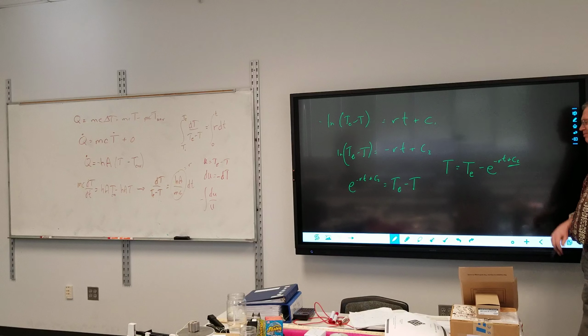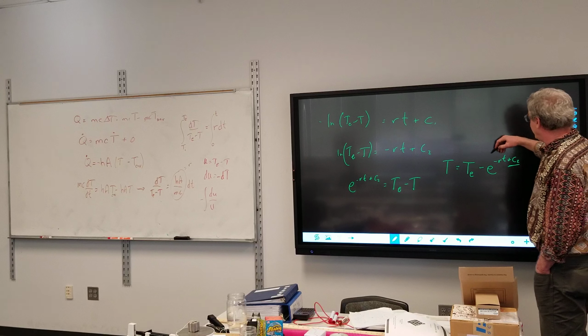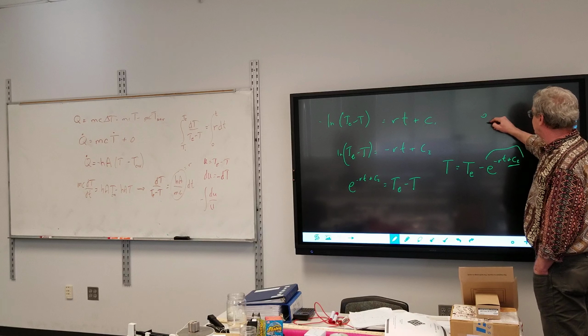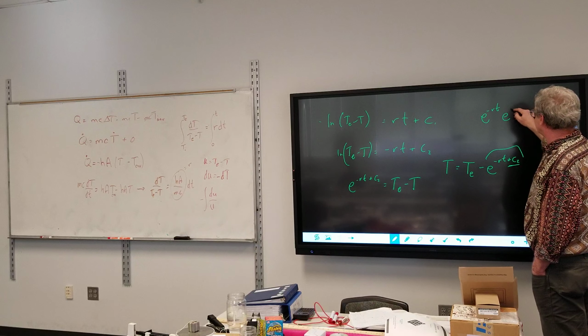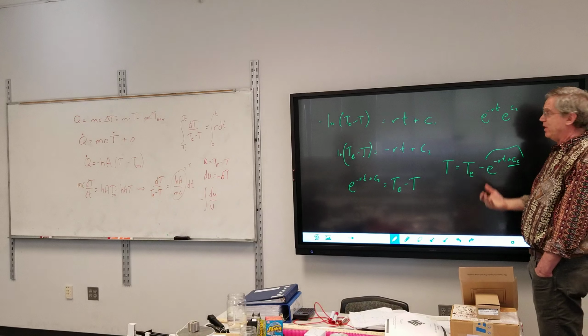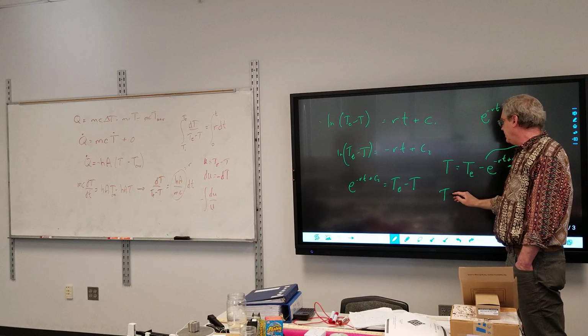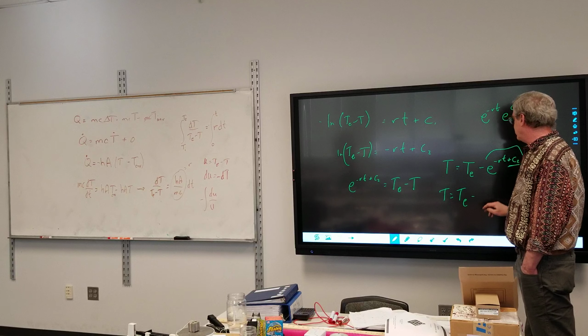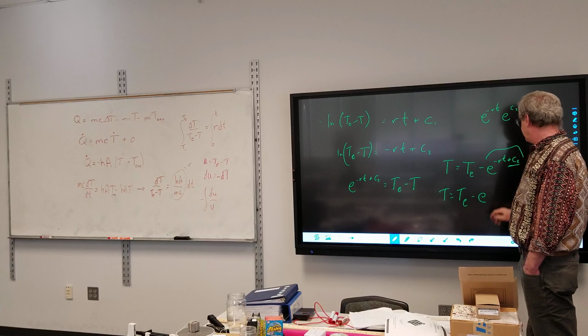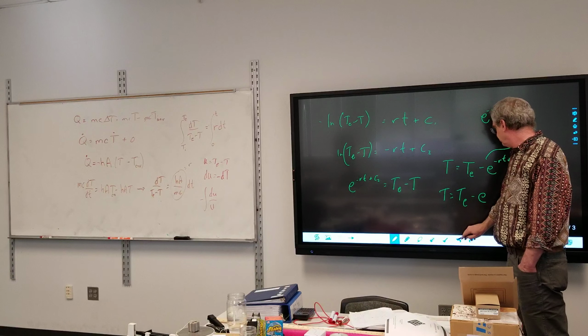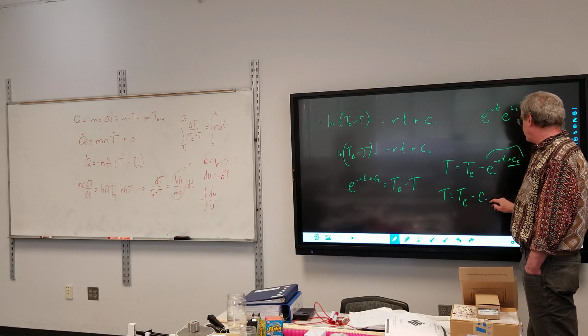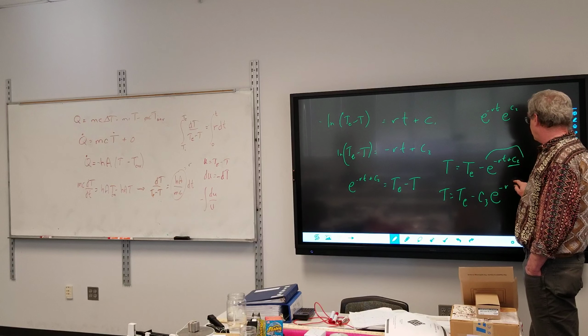This is rather awkward. I know that this whole thing right here is E to the negative RT times E to the C2. So I just have yet another constant. So I have T is equal to the environment temperature minus some other constant times E to the negative RT.